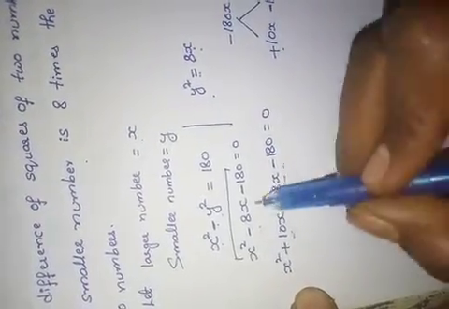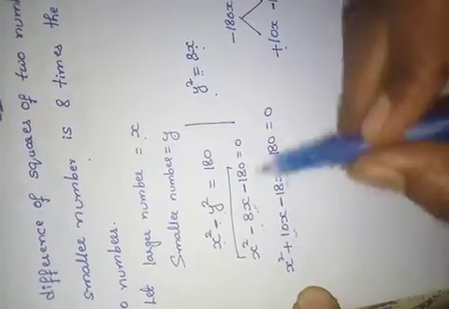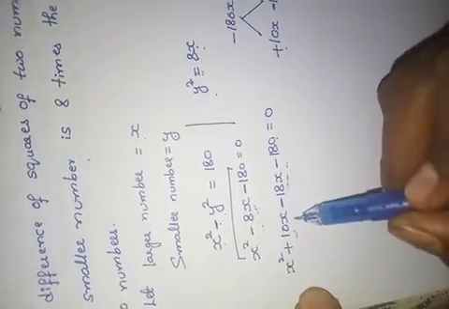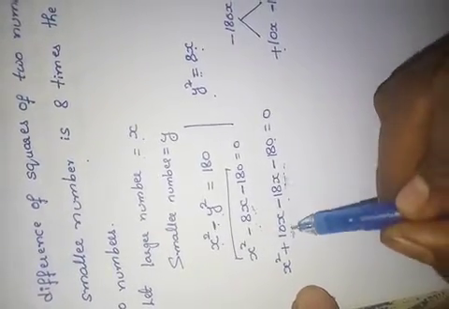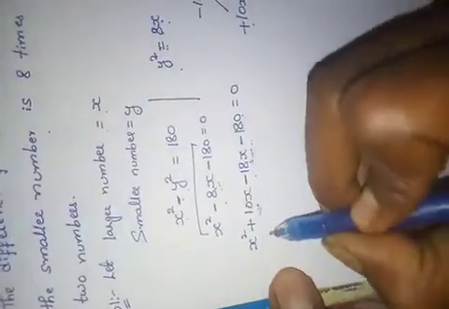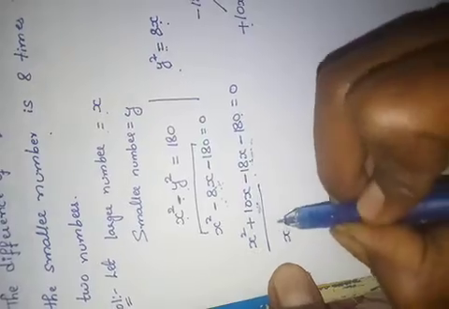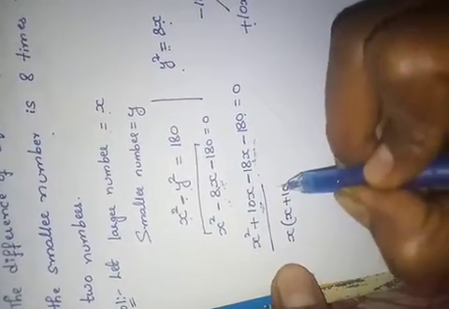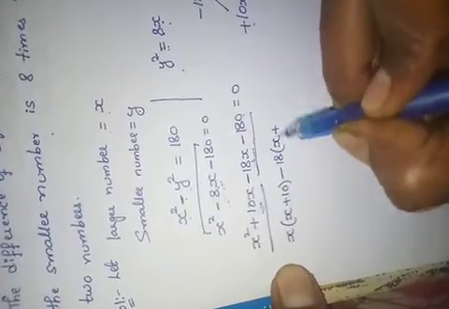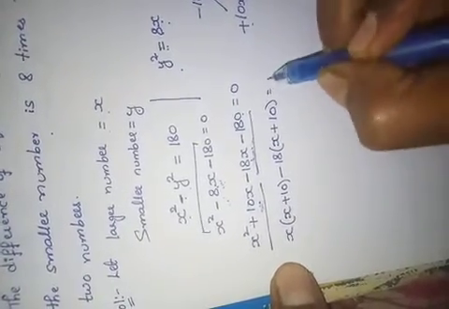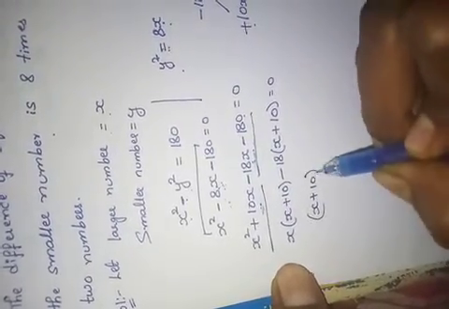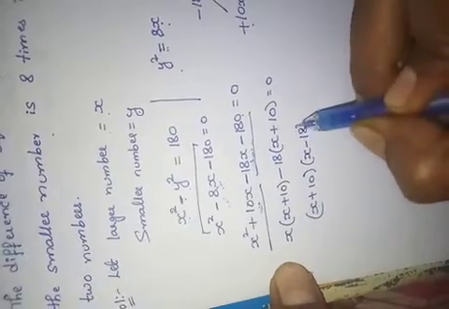If you add these both, you have to get the middle term. Here x square, here minus 180. In the place of minus 8x, I have written 10x minus 18x, and minus 18 plus 10 is minus 8. Now in these both take x common, x plus 10, and in these both take minus 18 common, x plus 10. So x plus 10 into x minus 18 equals 0.